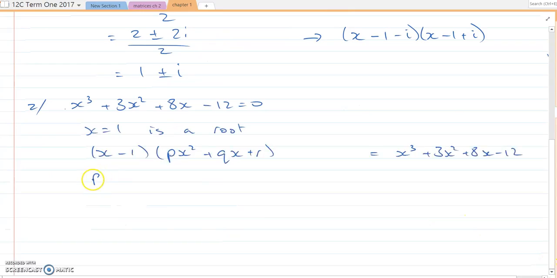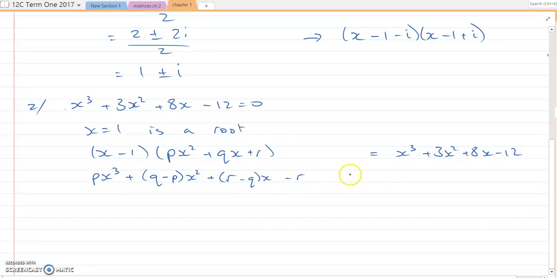Let's multiply this out. So we get px cubed. Let's just do this all in one step. We're going to get a q minus p times x squared, because x times qx gives me qx squared, and minus 1 times that gives me the minus p. And then we're going to get a positive r times x, and a minus q times x, and then we've got a minus r, equals all that.